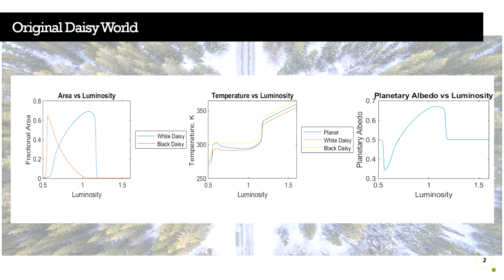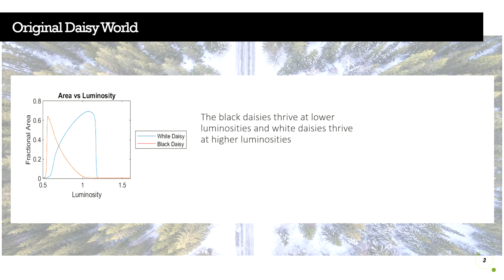Here we can see the findings from the original DaisyWorld. The first graph shows the fractional area of the black and white daisies. The black and white daisies have different plant properties, resulting in the black daisy thriving at lower luminosities, and as luminosity increases, the black daisies begin to die off. On the other hand, white daisies thrive at higher luminosities.